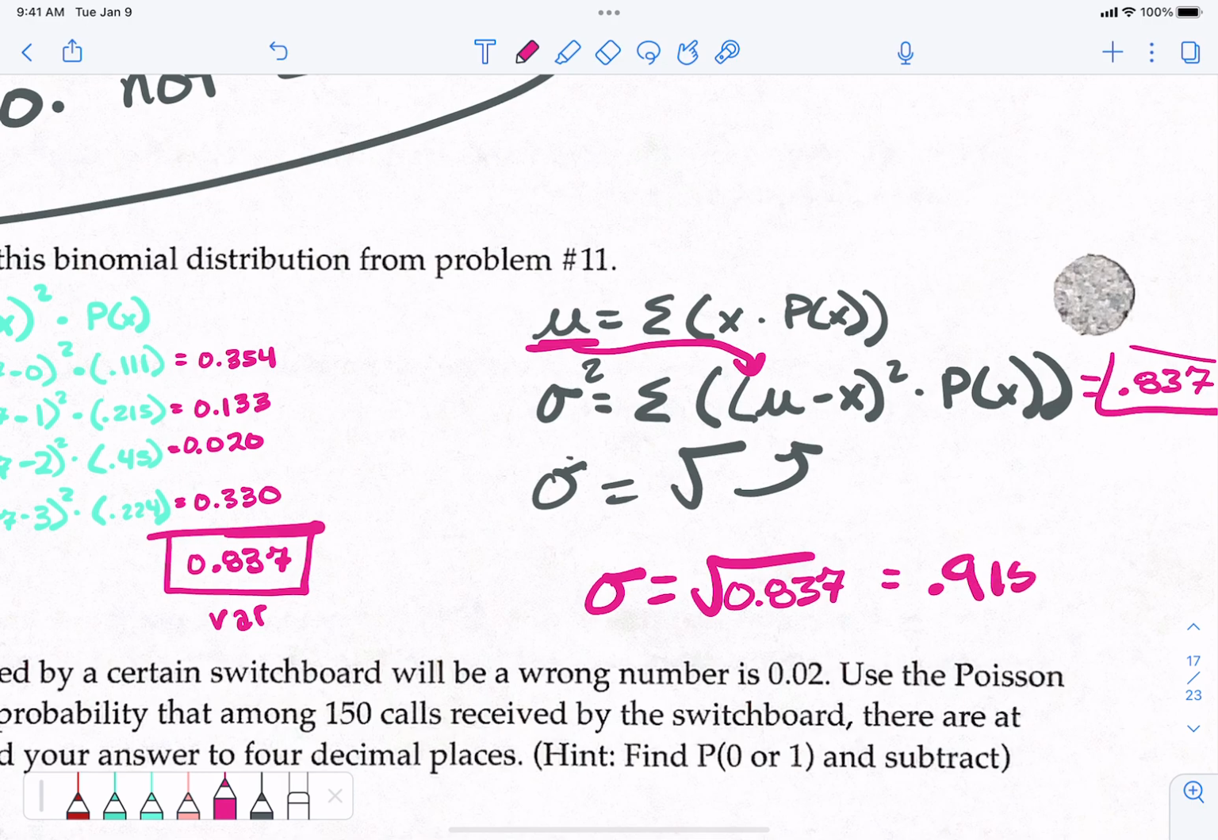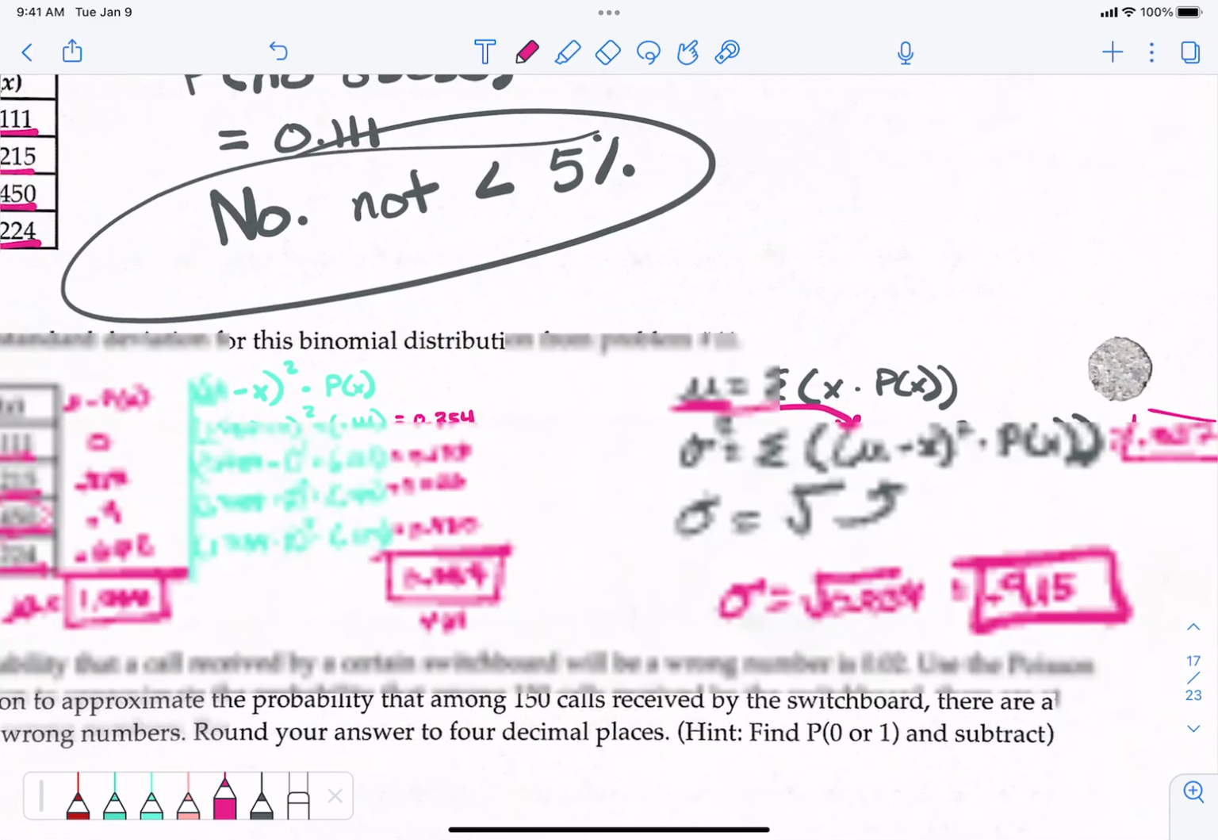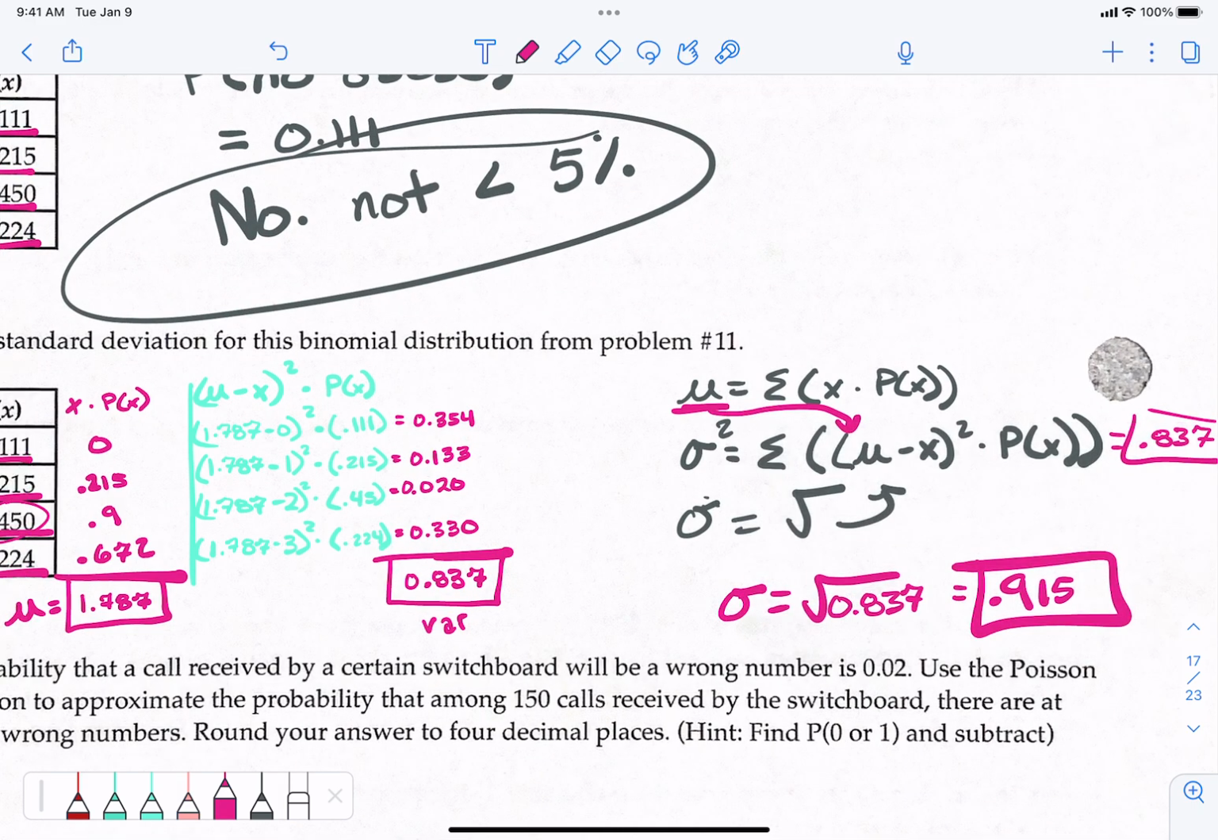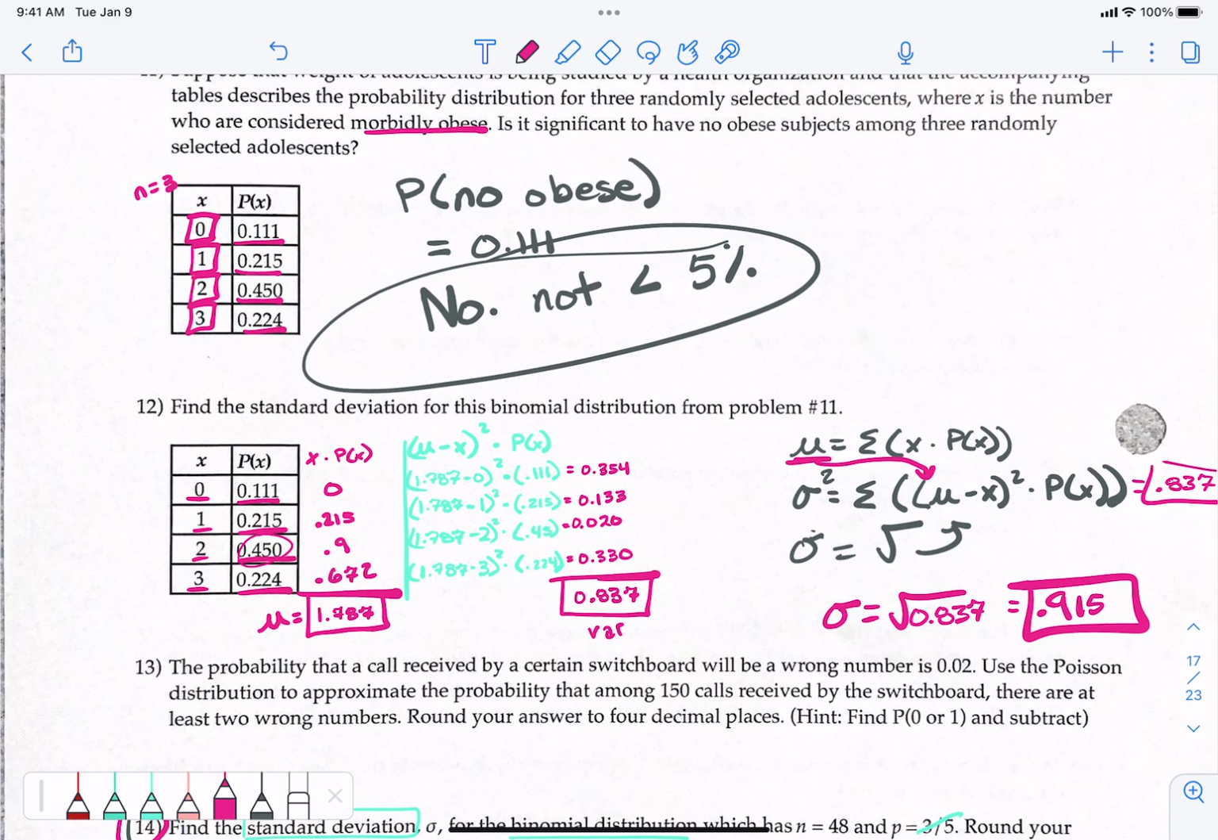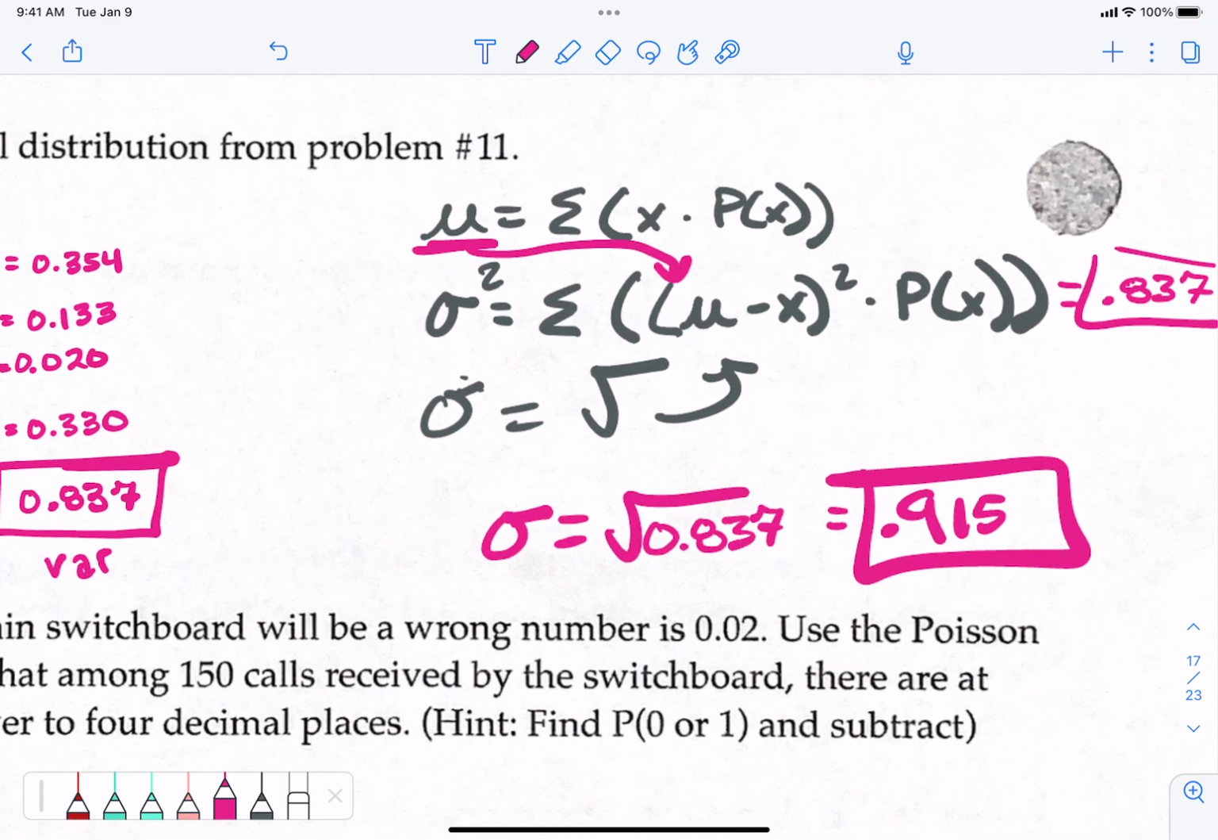0.915, perfect, or something close to that, right? If you're a decimal point off, that's fine. Like a thousandth of a whatever. 0.915 is the square root of that. Find the standard deviation. Those are going to be the doozies.